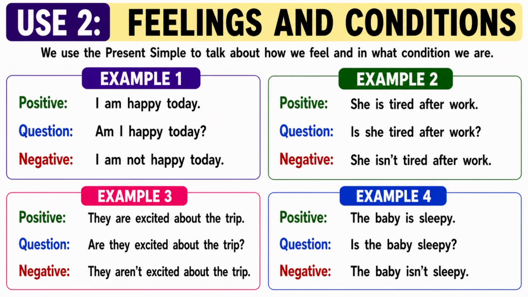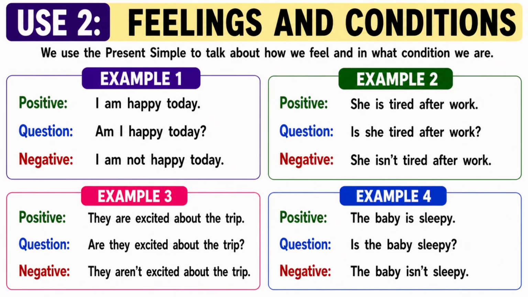Example 1. Positive. I am happy today. Question. Am I happy today? Negative. I am not happy today. Example 2. Positive. She is tired after work. Question. Is she tired after work? Negative. She isn't tired after work.